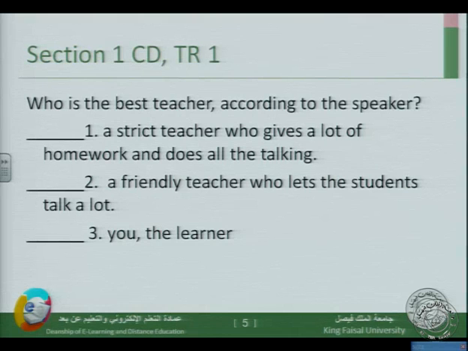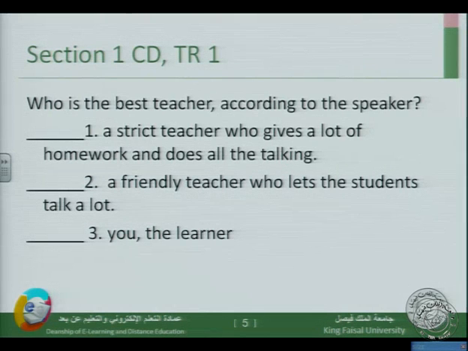Section number 1, again, this is your book, Tapestry, number 2. I want each one of you to buy this textbook. We will listen now to section number 1, CD number 1, track number 1. Let us listen to this teacher, the lecturer, and what she is saying. Okay? Go on.